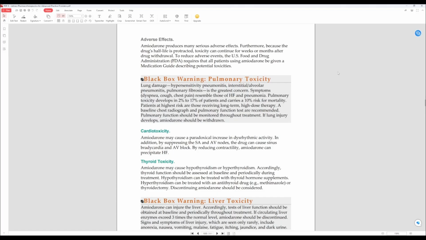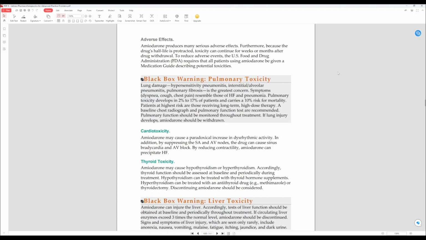Lung damage, hypersensitivity pneumonitis, and interstitial alveolar pneumonitis. Pulmonary fibrosis is the greatest concern. Symptoms resemble those of heart failure and pneumonia. Pulmonary toxicity develops in 2 to 17% of patients and carries a risk of 10% for mortality. Patients at highest risk are those receiving long-term high-dose therapy.